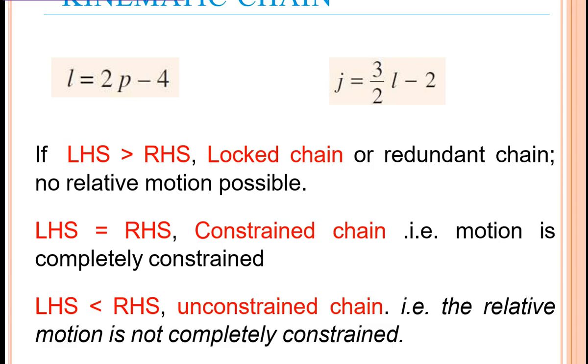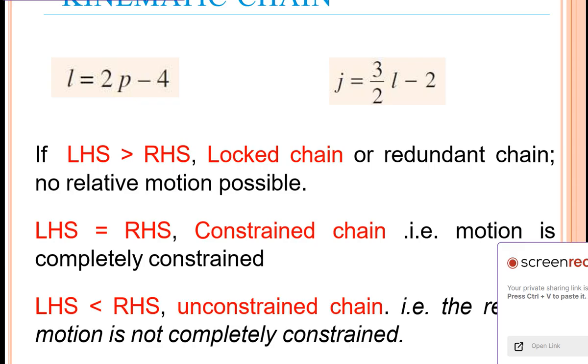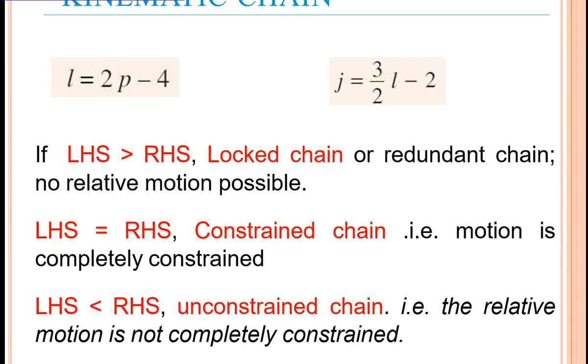So if LHS is equal to RHS, there will be a constrained chain, meaning the motion is completely constrained, meaning when we constrain at one point, we can expect the motion at the other end. If LHS is lesser than RHS, then we can tell it is an unconstrained chain, meaning the relative motion is not completely constrained, and we can see in the output what we get.